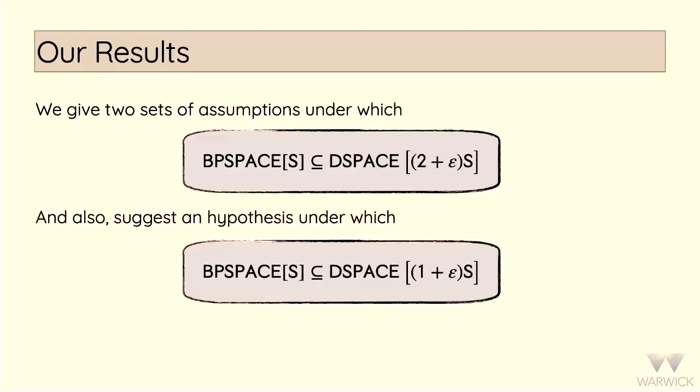And we also suggest a hypothesis under which this 2 becomes 1. The first set of assumptions is very plausible and standard. The second one, we call it a hypothesis, and you'll soon see. Okay, but this is the state of affairs. And whenever I write S here, I mean a constant times log n for a large enough constant.